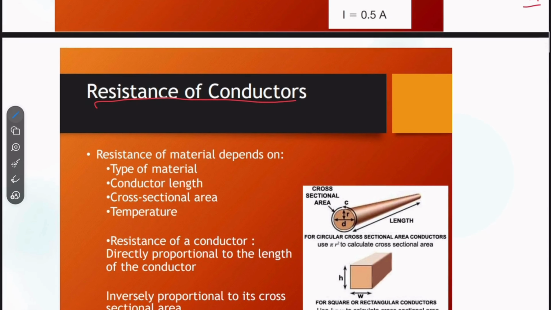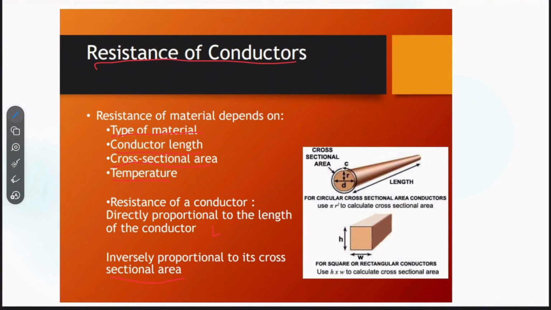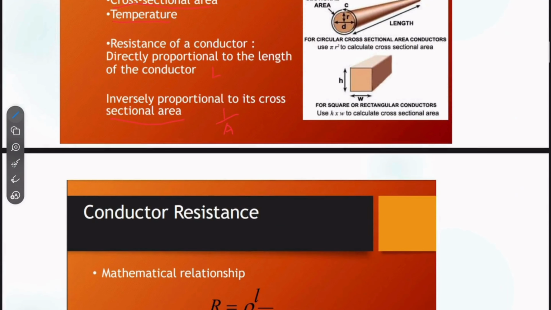Resistance of the conductor. The resistance of a metal depends on the type of material, conductor length, cross-sectional area, and temperature. The resistance of a conductor is directly proportional to the length of the conductor, and inversely proportional to its cross-sectional area. So that's the relationship to the length, and this is inversely proportional to its cross-sectional area, so it's 1 over A.